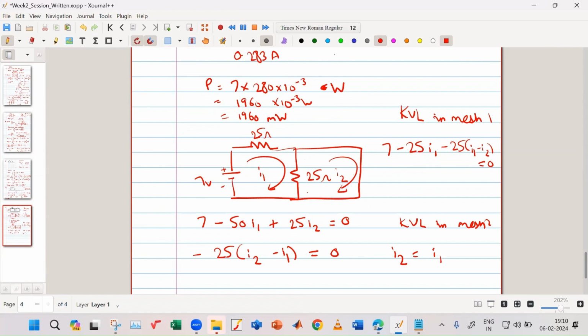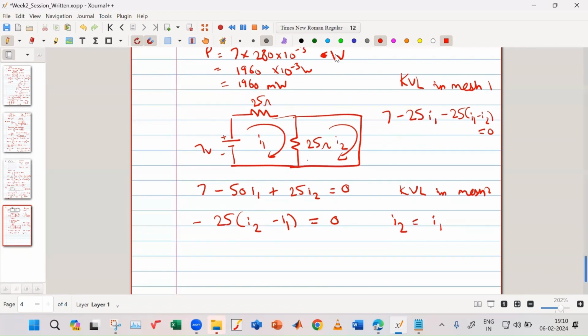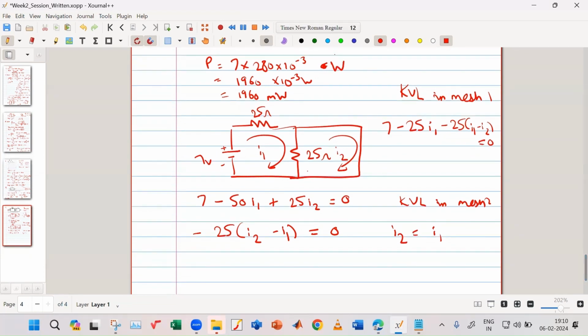So that is one thing you be clear about: I2 must be equal to I1. Then what will be the current flowing through my 25 ohm resistor? 0. Because the current flowing through the 25 ohm resistor is I1 minus I2, and because I2 is equal to I1, that is 0.